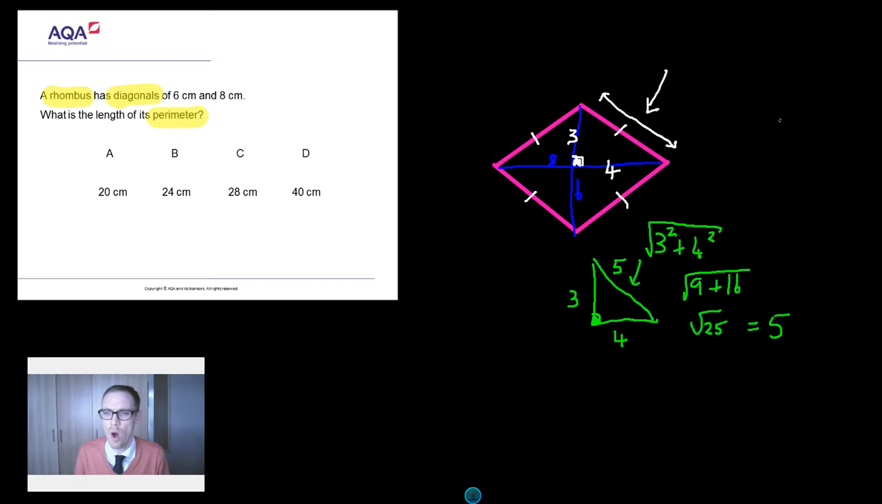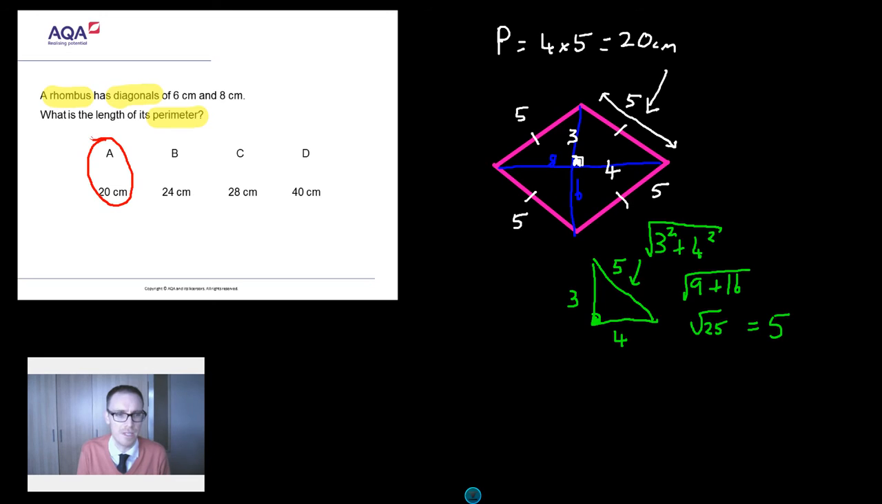So I know that this length is 5 here, which gives me the bonus that that length's also 5, that length's also 5, and that length's also 5. So what's my perimeter? My perimeter is going to be equal to 4 lots of 5, which, last time I checked, was 20 centimetres. So I'm going to go for my answer of A, 20 centimetres.